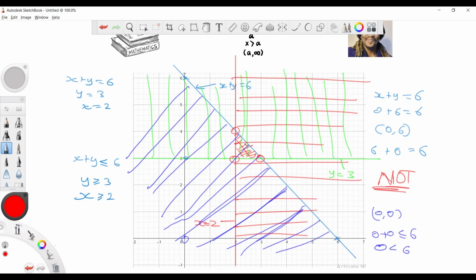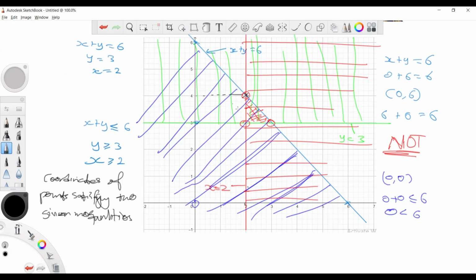So now let's just write down the coordinates of those points. This point here, where x equals 2 and y equals 4, satisfies our inequalities. For example, if you put 2 for x and 4 for y, that is equal to 6. It satisfies our inequality, right? Because they say x plus y has to be equal to 6 or less. So therefore, the point 2, 4 is part of our points that satisfy the inequalities.